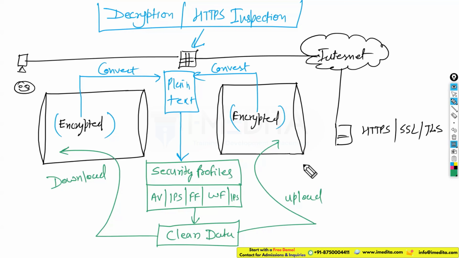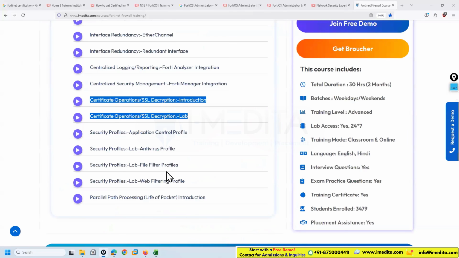With the help of decryption, the firewall will convert encrypted data into plain text so that we can filter it through security profiles. So remember it, decryption will only convert the data into plain text. The rest of the job will be done by security profiles. So this is just an introduction of decryption. Detailed theory we will cover when its time comes. So this is your decryption.